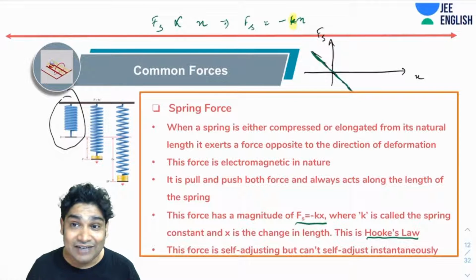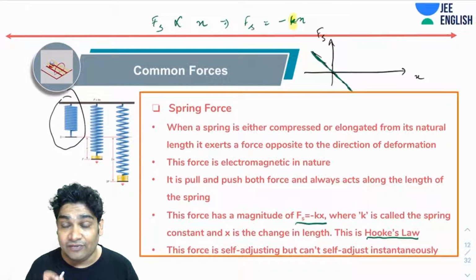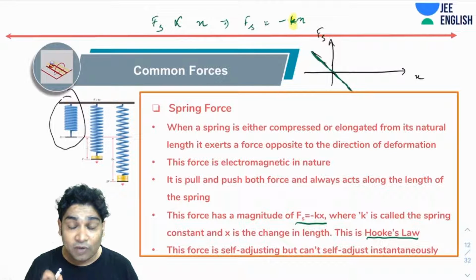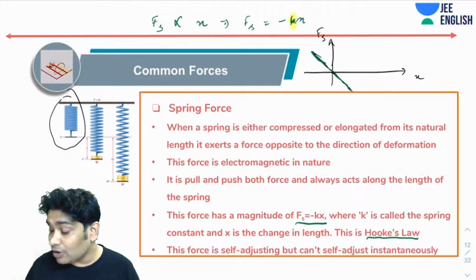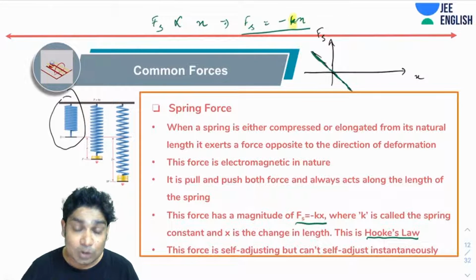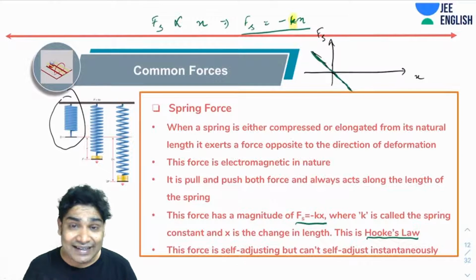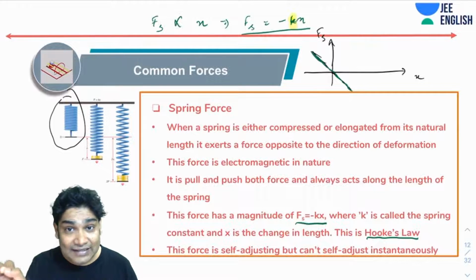However, it can't self-adjust instantaneously. This is a very, very important point. The force of spring cannot change itself instantaneously. Why? Because the force of spring is always equal to minus kx. So if the force of spring changes instantaneously, what does that mean? That just means that your x changed instantaneously.